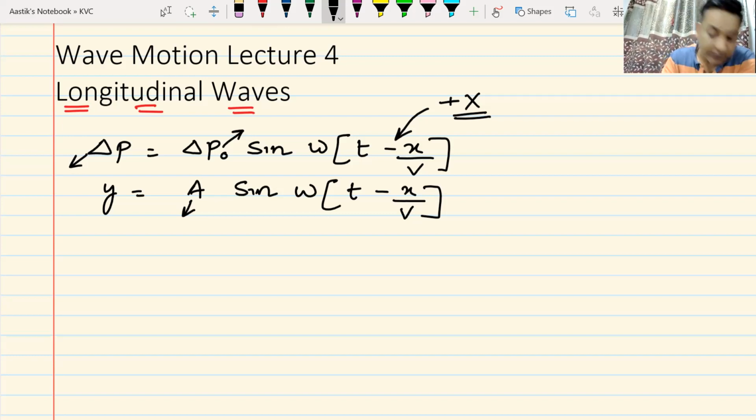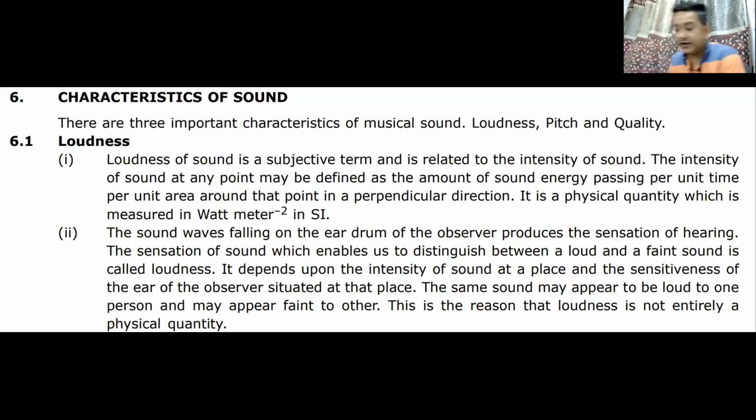You must have heard about these three characteristics. The first one is known as loudness, the second one is known as pitch, and the third one is known as quality. We will go through these three characteristics. They are coming to your screen now. These are the characteristics of sound. You can call them characteristics of musical sound as well: loudness, pitch, and quality.